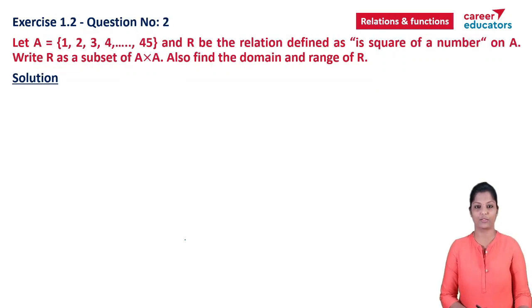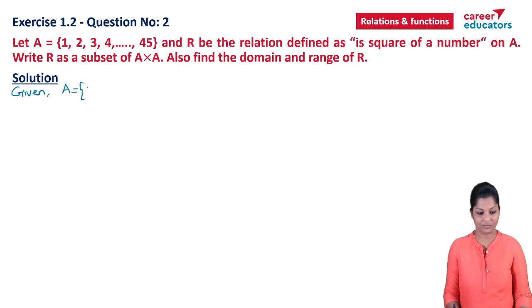Next, we are going to solve question number 2. In question number 2, they have given set A and R is defined as 'is square of a number' on A. We have to write R as a subset of A cross A. Also, we have to find domain and range of R. Let's solve the problem.